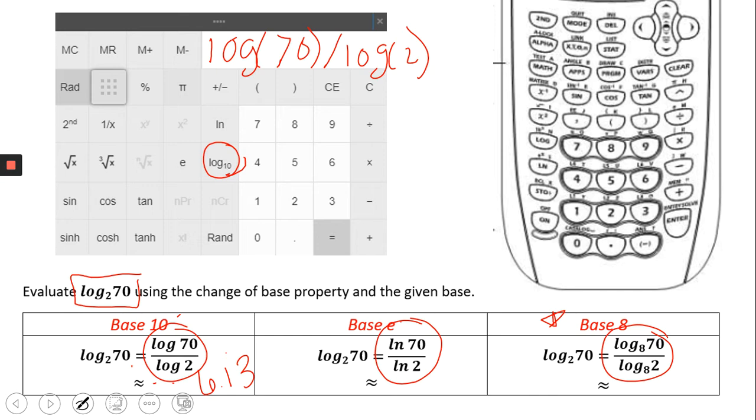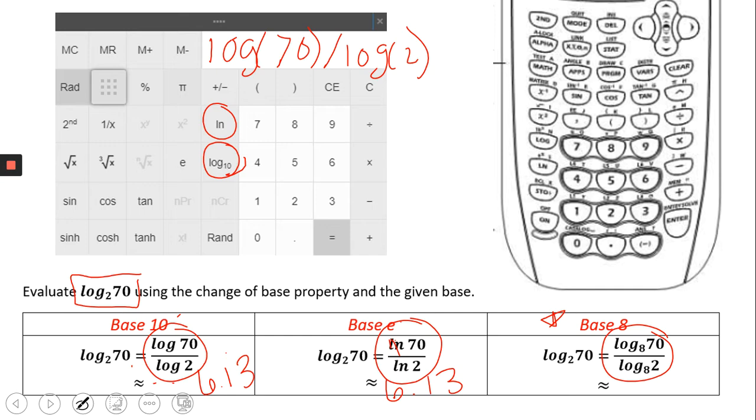So let's say I tell you to use base e. Well, that's the same as using natural logs, right? So kind of implied in both of these things, I would use this button here, natural log of 70 over natural log of 2. I'd go ahead and do that on your calculator if you can with me. Guess what you get? Shocker, 6.13. The same exact answer that you got if you used base 10.